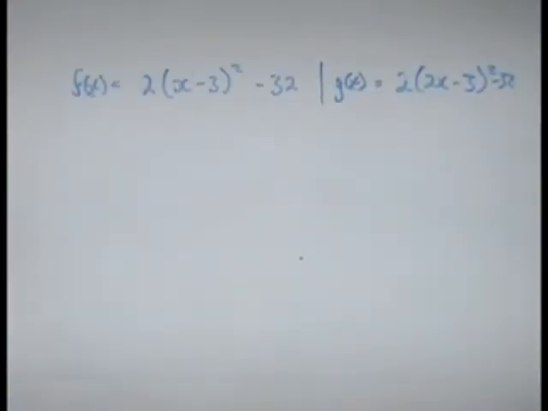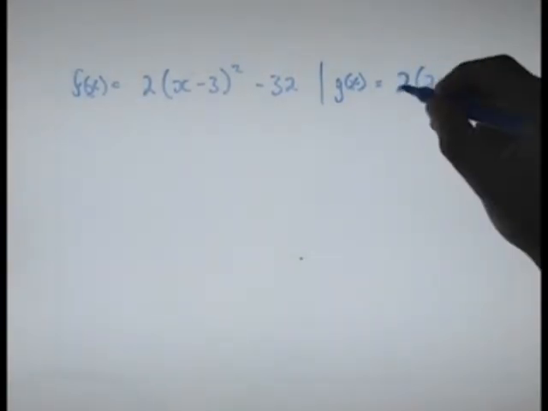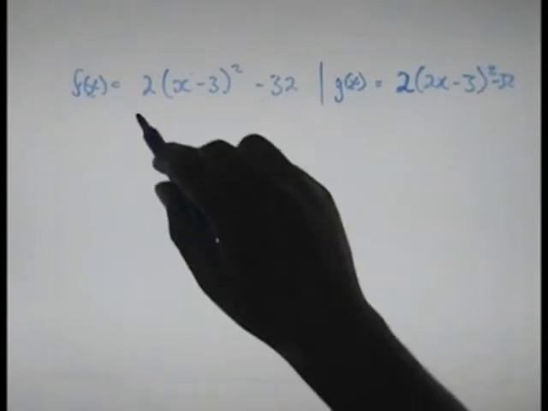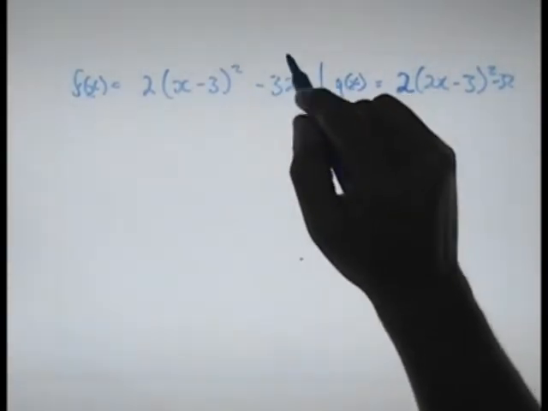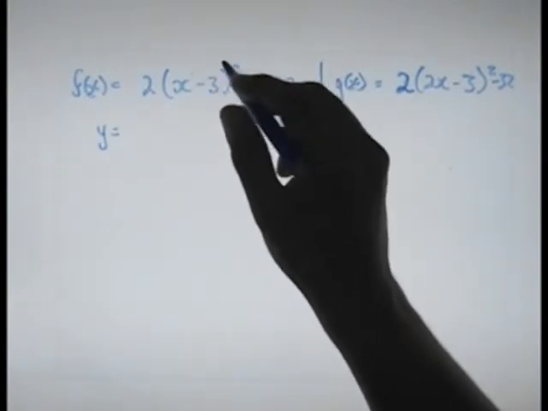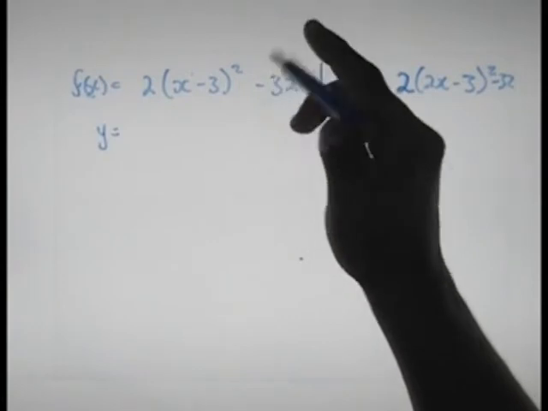The next graph we're looking at is f of x is equal to 2 times x minus 3 squared minus 32, and g of x is equal to 2 times 2x minus 3 all squared minus 32. What I'm going to do with this graph here, I'm going to start off by saying y is equal to 2 times x minus 3 to the power 2 minus 32.